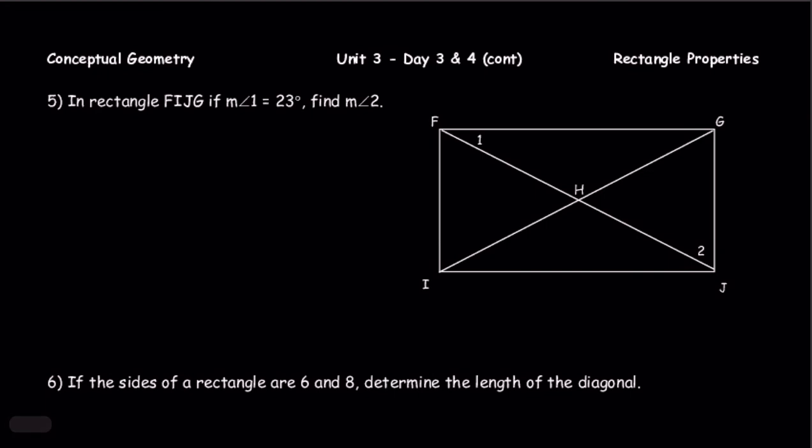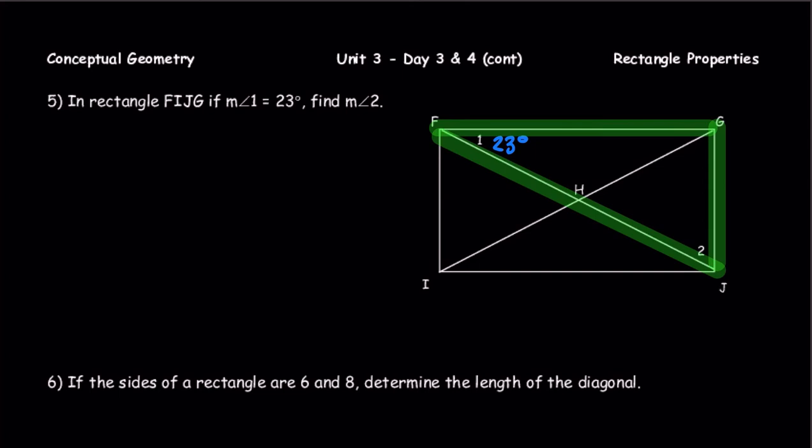All right, question 5. I love this question. In rectangle FIJG, if the measure of angle 1 is 23 degrees, so I'm going to throw that in the figure right now. That's 23 degrees. Find the measure of angle 2. Well, the reason I love this question is there's so many different ways to do it. But probably the easiest is to pick out this triangle here.